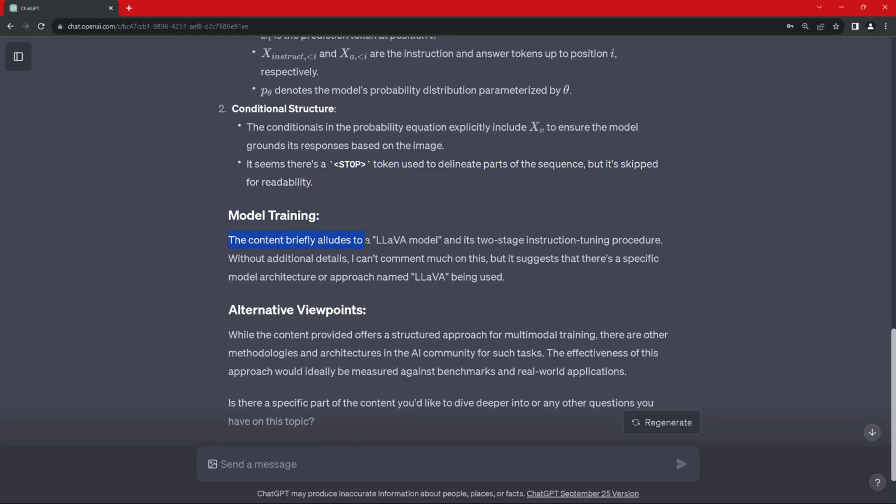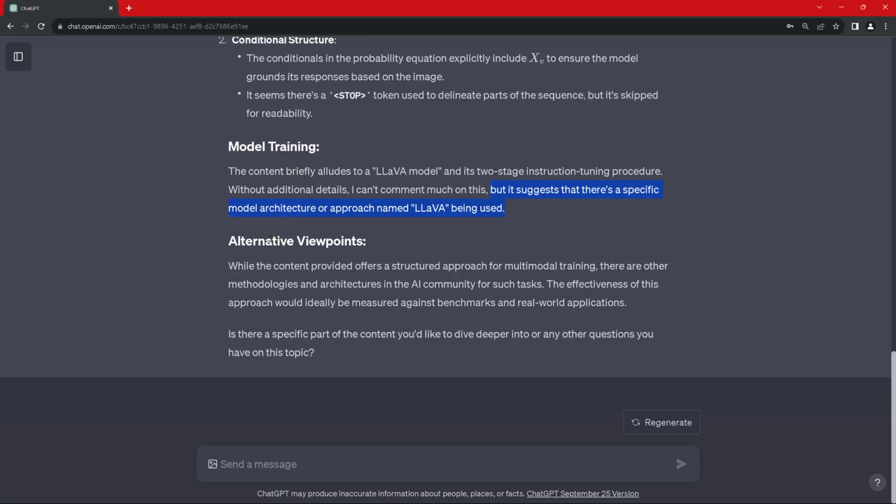Model training: the content briefly alludes to a LLaVA model. Yes, this will be the content of the video of tomorrow. And its two-stage instruction tuning procedure. This is what we code tomorrow. Without additional details, I can't comment much on this. Of course you can't, because you have to watch the video tomorrow. But it suggests that there's a specific model architecture called LLaVA being used. Of course. Alternative viewpoints: the content provides a structured approach for multimodal training, and other methodologies could be compared so that the effectiveness could be measured against a benchmark. And this is also what I'm going to show you tomorrow.